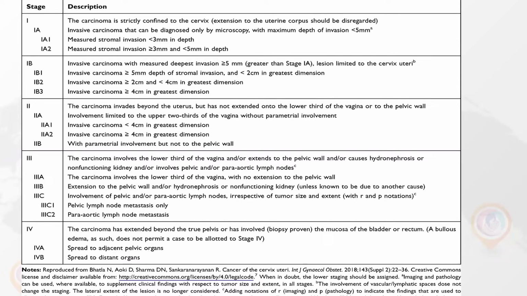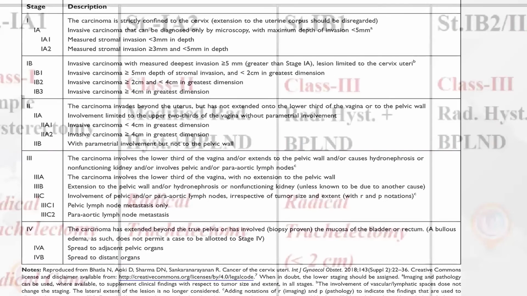4A is always spread to the adjacent organs, that is bowel or bladder mucosa, and 4B is spread to distant organs like liver, lung, bone. So always remember that this has to be biopsy proven. Spread to adjacent pelvic organs, that is bladder or bowel, has to be biopsy proven, and a simple bullous edema, which we see on a cystoscopy, does not permit a case to be allocated to stage 4.